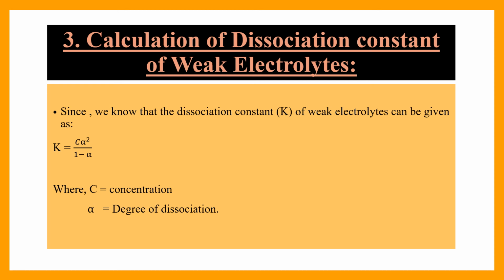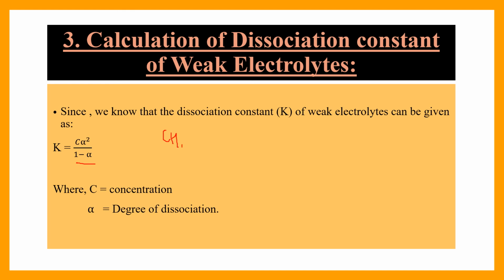Since we know that the dissociation constant K of a weak electrolyte can be written as K equals C alpha square upon 1 minus alpha. As you have studied in 11th class, the dissociation constant for a weak electrolyte is equal to C alpha square upon 1 minus alpha, where C is the concentration and alpha is the degree of dissociation.